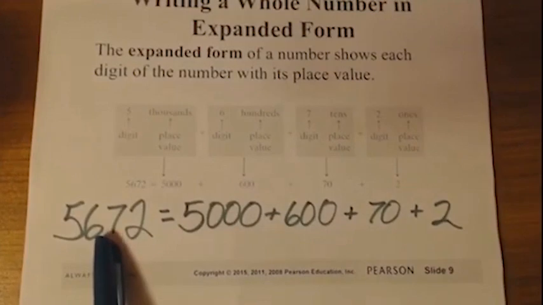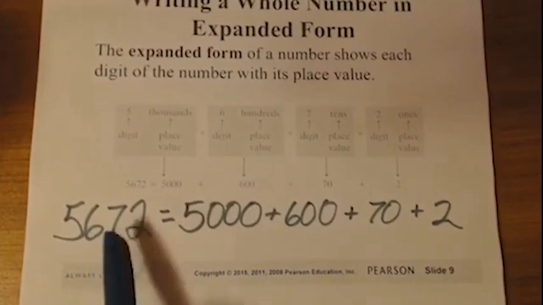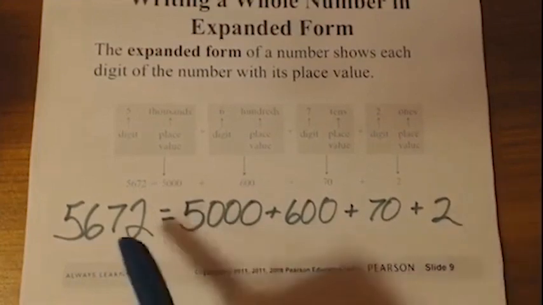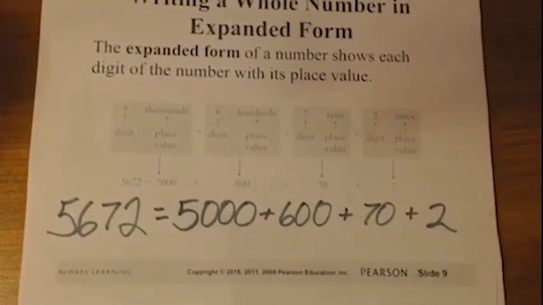Then we have 7 tens. 70. 7 tens is 70. And then we have 2. 2 ones is just 2.